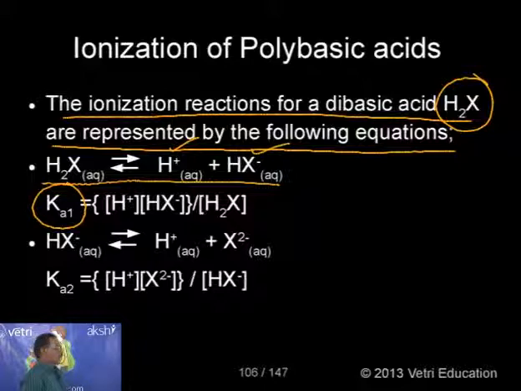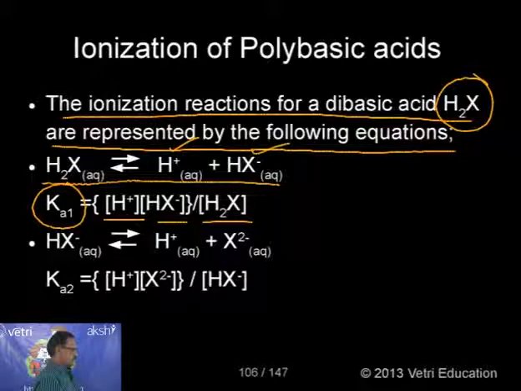For this reaction, I can write the ionization constant Ka. But here, since there are two protons, I am going to use Ka1. The one indicates the first proton. So Ka1 equals the concentration product of H+ into HX- divided by H2X. This is the first ionization constant, Ka1.